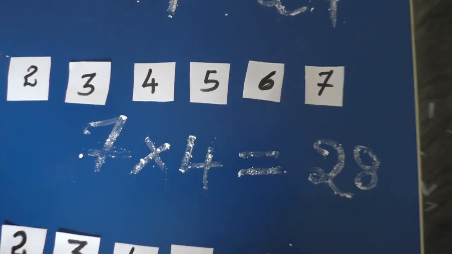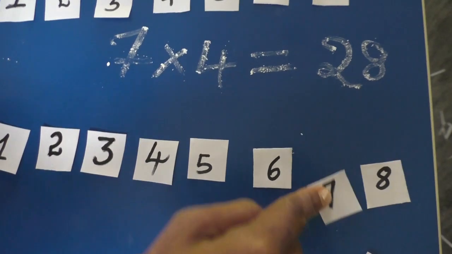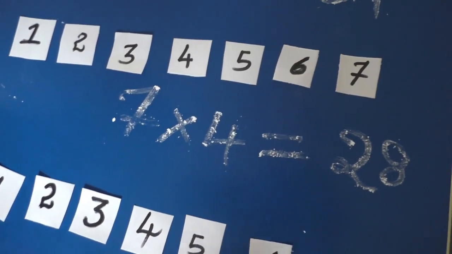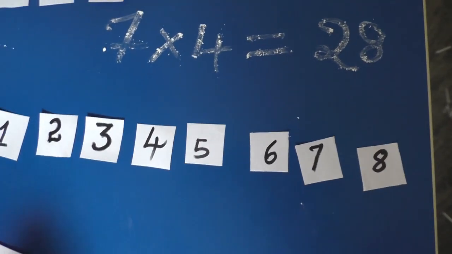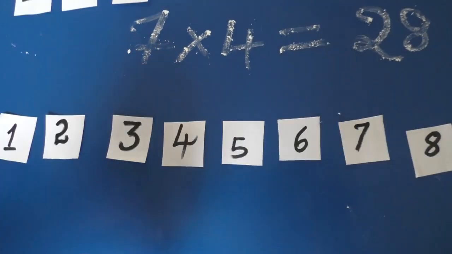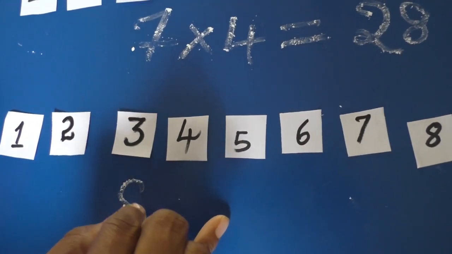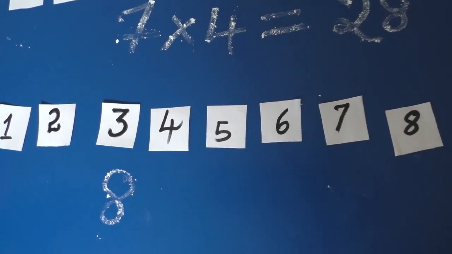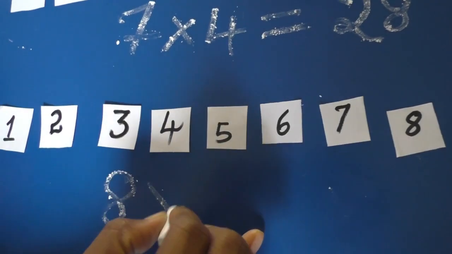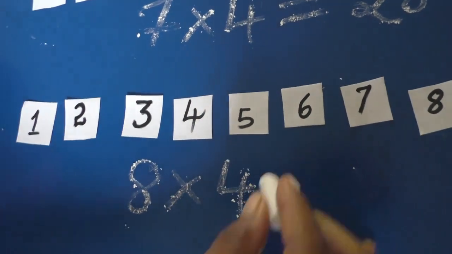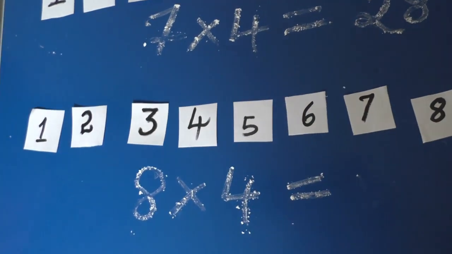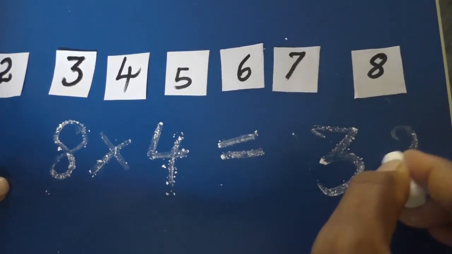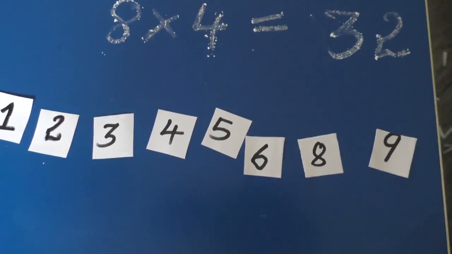Now we'll do next for 8. So we have 8 squares with 4 sides each. So that is 8 groups. Now for this, we'll multiply with 4 sides. So 8 into 4. That would be how much? 32. So the answer here would be 32.